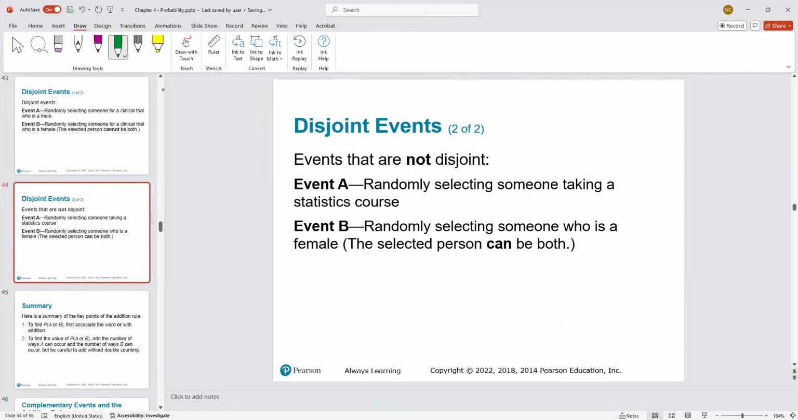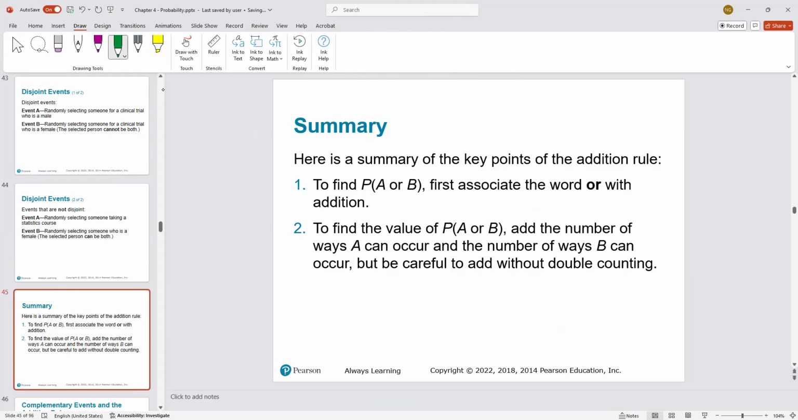However, look at when it's not disjoint. Randomly selecting someone taking a statistics course and randomly selecting a female. They are not disjoint because someone who is taking a statistics course can also be female. So that's not disjoint. Disjoint is when they have nothing in common.